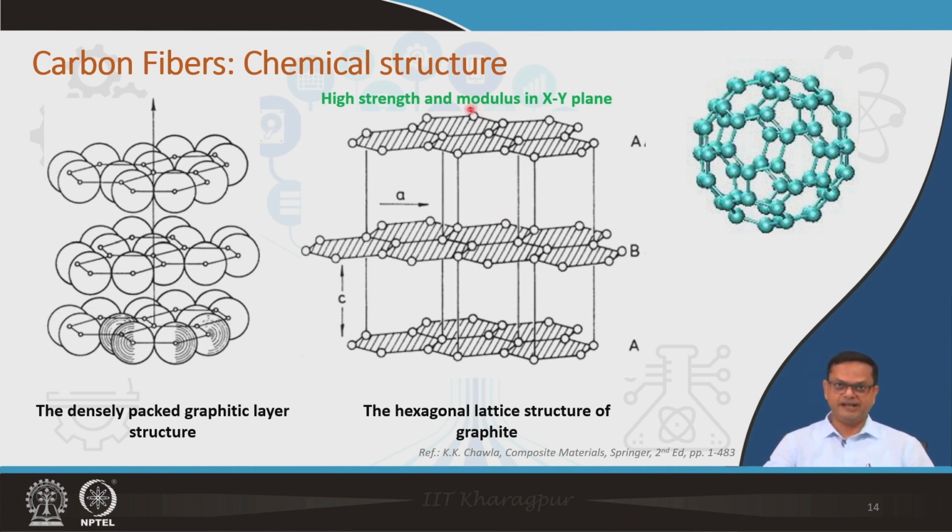But in the x and y direction, because of sp3 hybridization, the strength and modulus is extremely high. So the aim when you try to make carbon fiber is that axially it should be in the x and y direction, so that you get extremely high strength. By the way, there is another carbon allotrope structure, and I think you all can recognize it. It is called the Fullerene structure or Buckminster Fullerene structure. But in our case, we will talk about these graphene sheets being layered in this particular fashion.